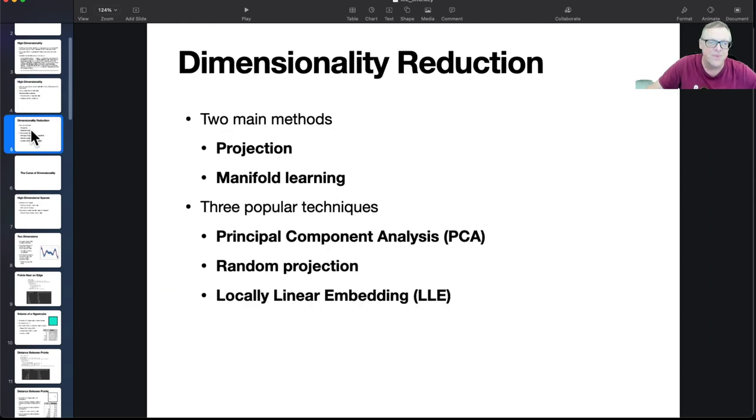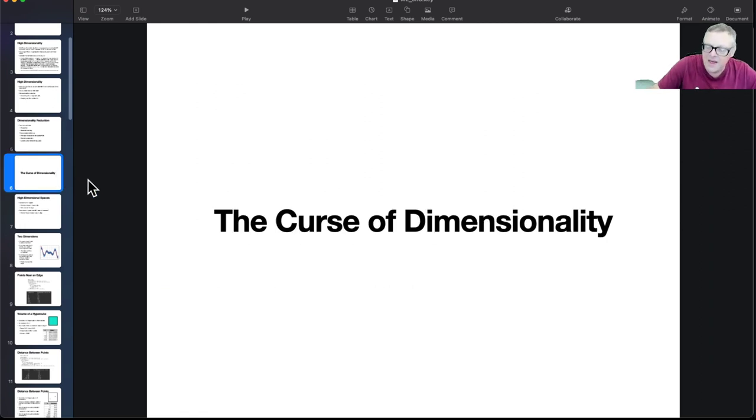So there's two methods, projection and manifold learning, and three popular techniques. Principal component analysis is by far the most popular, then random projection and local linear embedding we're going to talk about here. So, first thing you can do is a little calculation to see why this is bad.